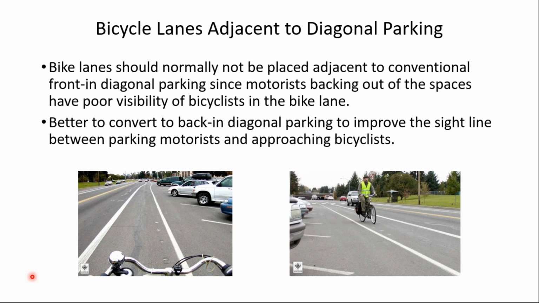So that was parallel parking, but of course, on some roadways, we may have diagonal parking of vehicles. And this is an issue if it's head in or front in type diagonal parking, since of course motorists backing out of the spaces have very poor visibility of bicyclists in the bike lane. And so it's better to convert to back in diagonal parking to improve the sight lines between parking motorists or unparking motorists and approaching bicyclists.